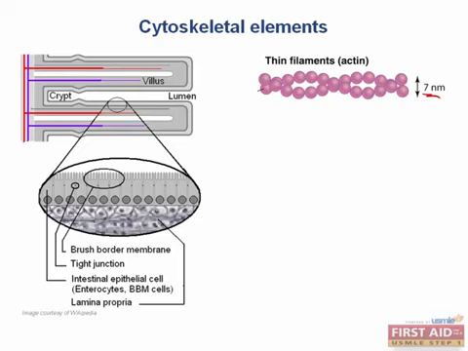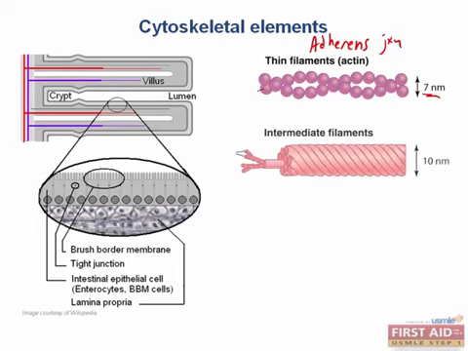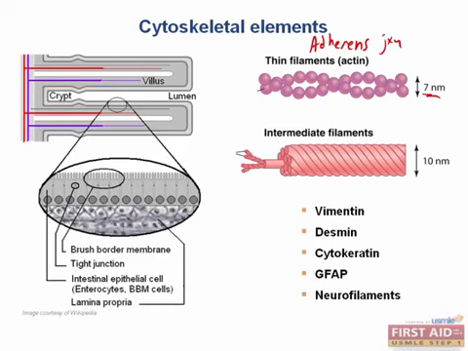Actin is also used in adherens junctions, which are common in epithelial and endothelial cells, and are used to hold cells together. Intermediate filaments are generally involved in cell structure and have an intermediate diameter of about 10 nanometers. Some examples of intermediate filaments are vimentin, desmin, cytokeratin, glial fibrillary acid proteins, and neurofilaments, but I'll come back to these in a couple of minutes.